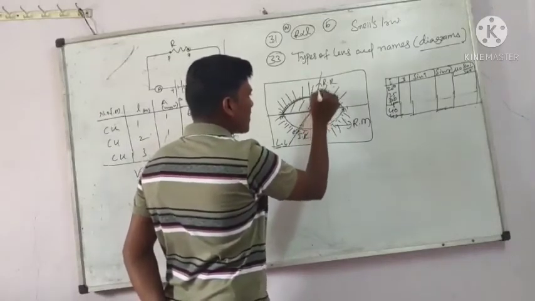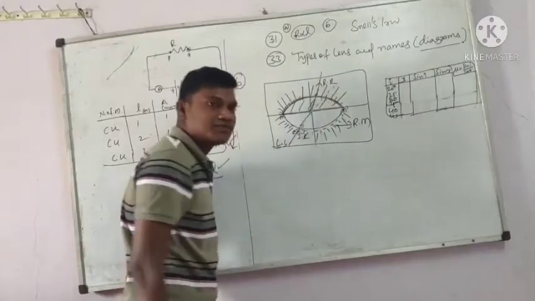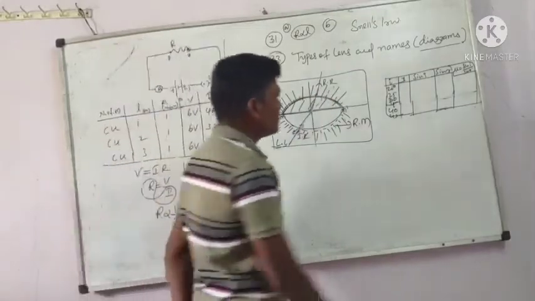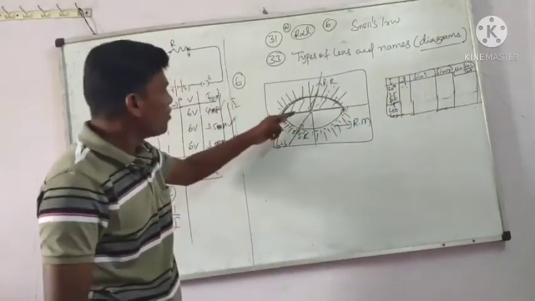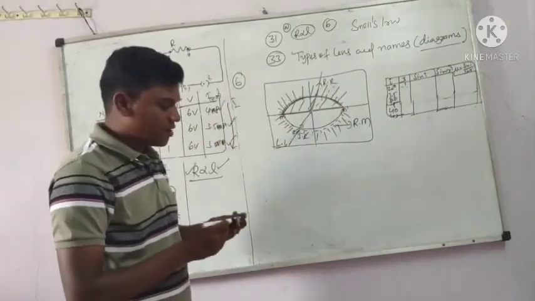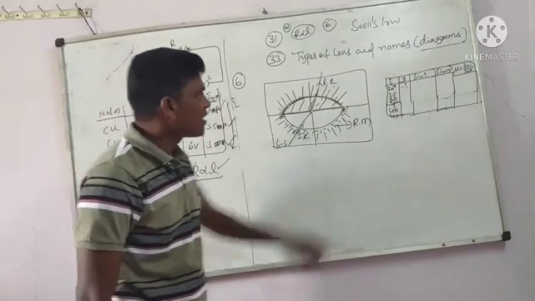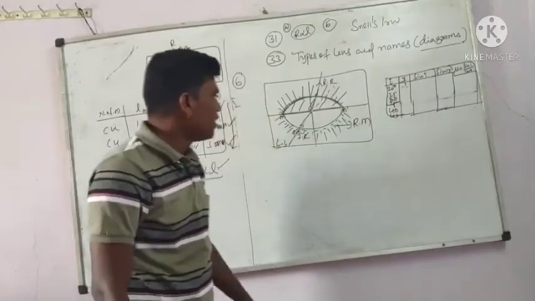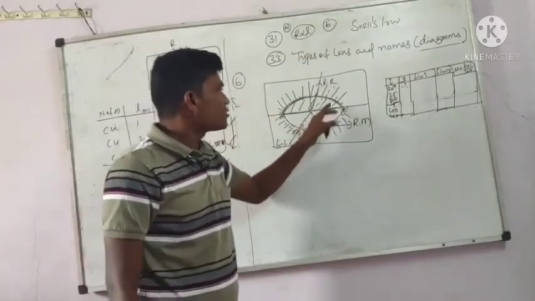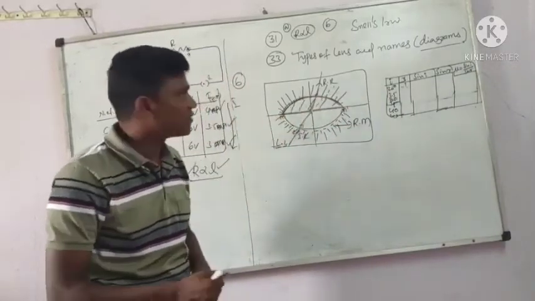Now the refracted ray comes out through the glass slab. At what angle? That gives the refracted angle, which we note here. Now repeat the same experiment by considering different angles of incidence like 25, 30, 35, 40, 45, 50, and note the corresponding angles of refraction.